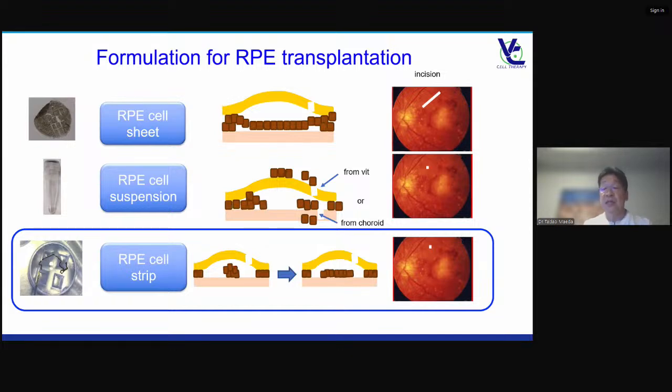in clinical research. Then we concluded RP cell strip is the best choice because this formulation has the advantages of RP cell sheet and RP cell suspension.